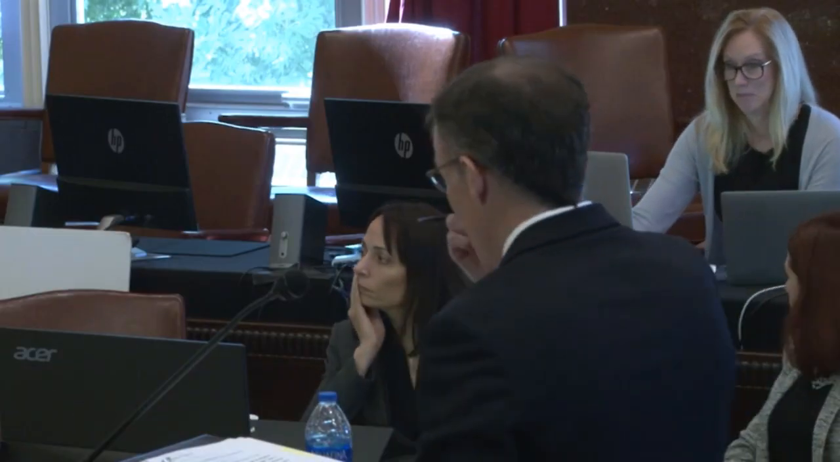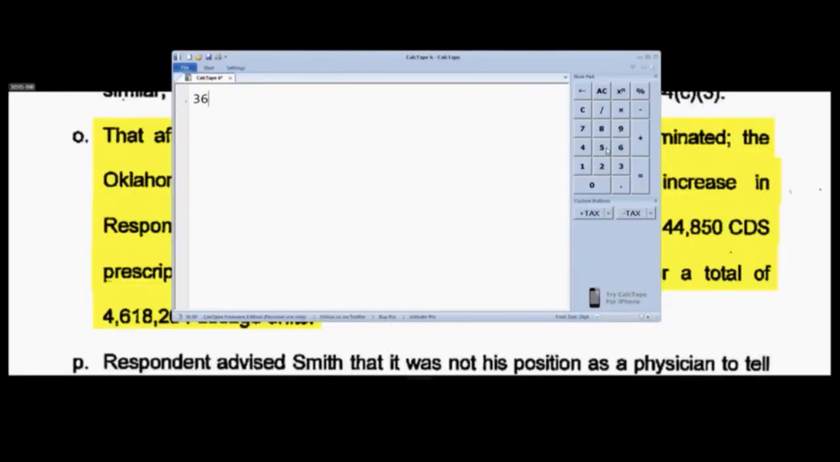Well, Ms. Conway can do it for us on the screen. Perfect. And Ms. Conway, it's 365 days for 2013 plus 181 days for the first half of 2014. That's 546. Now, if we clear that out and we take 44,850, and we divide that by 546, what do we get?